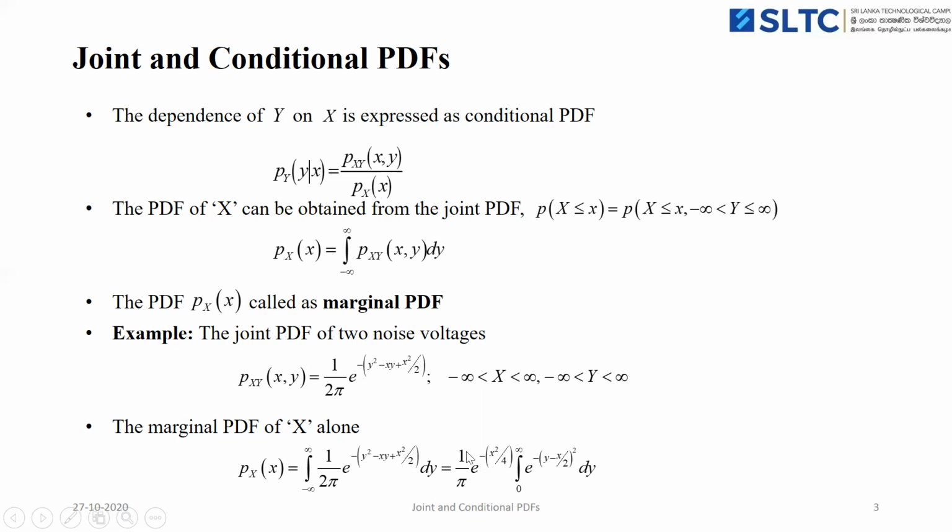So we can write it like that, 1 by pi, because the integral from minus infinity to plus infinity we can rewrite as 2 times the integral from 0 to infinity. So the 2 will be cancelled, and we are getting 1 by pi.